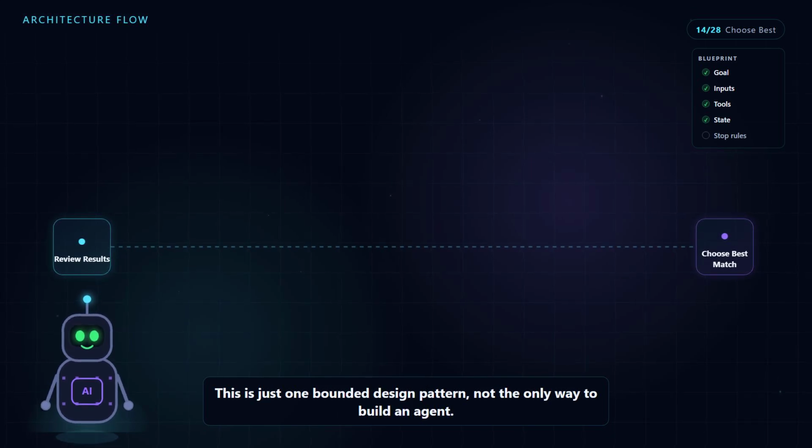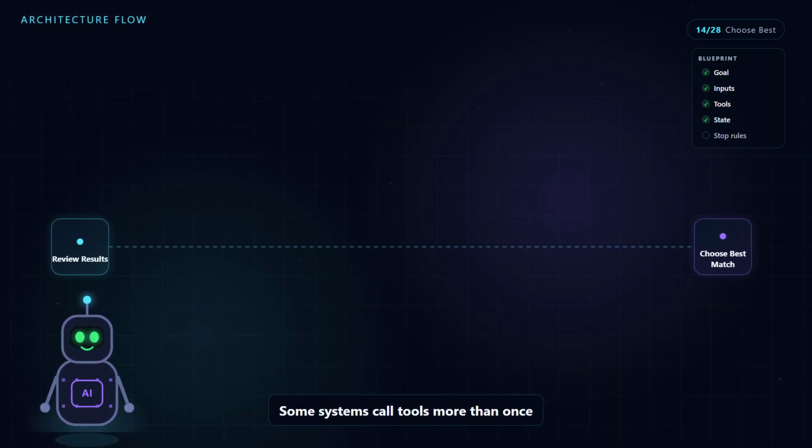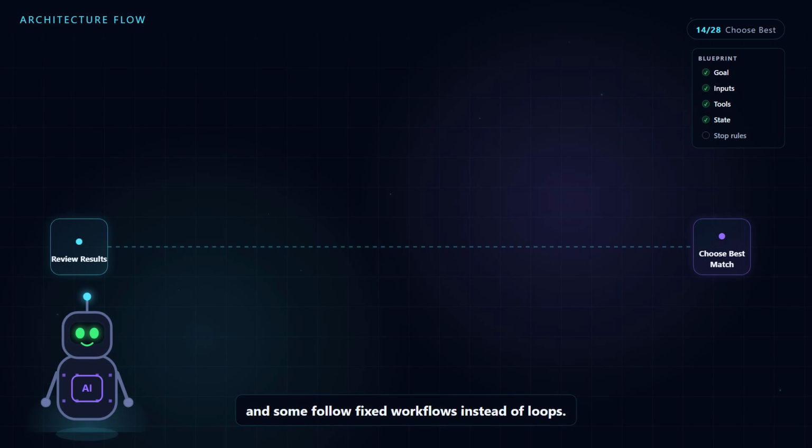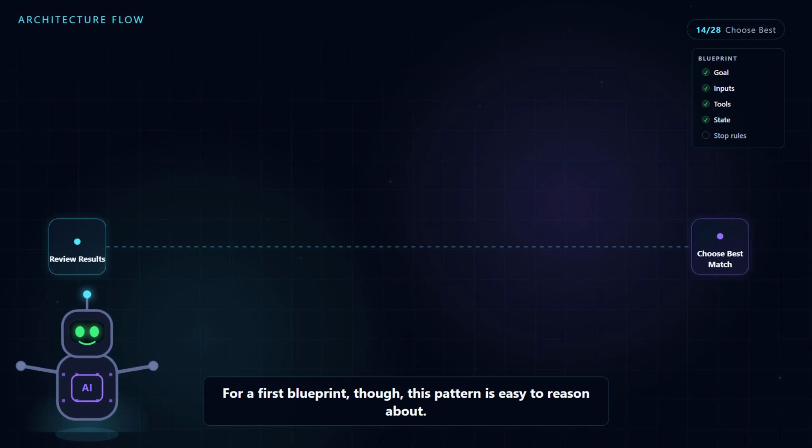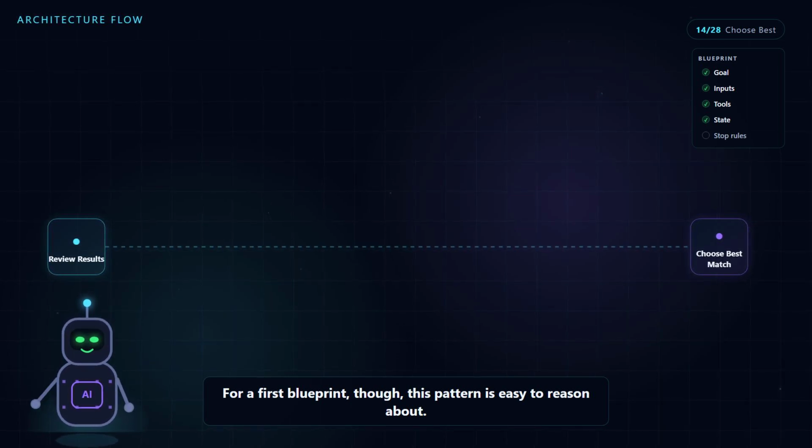This is just one bounded design pattern, not the only way to build an agent. Some systems call tools more than once, and some follow fixed workflows instead of loops. For a first blueprint, though, this pattern is easy to reason about.